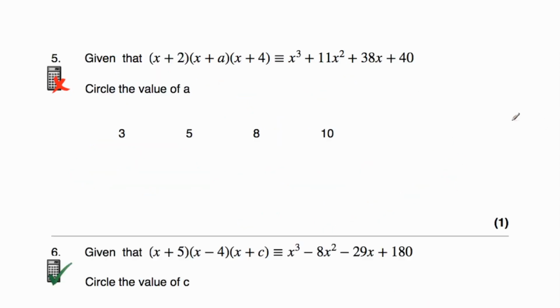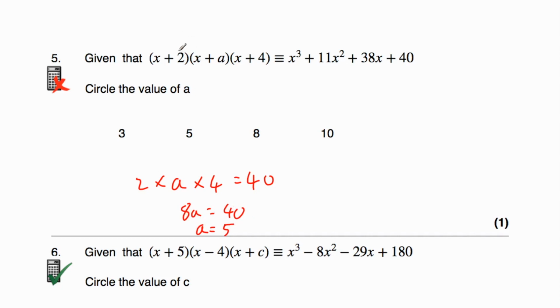So if we have a look at this, we've got 2 times a times 4, and that's going to be equal to 40. So let's write that down. 2 times a times 4 is equal to 40. So 2 times 4 is equal to 8, so that's going to be 8a is equal to 40. And 8 times what's equal to 40? That means a is going to have to be equal to 5, because 8 times 5 is equal to 40. That gives us a equals 5.